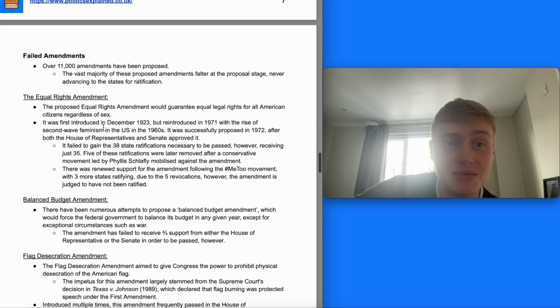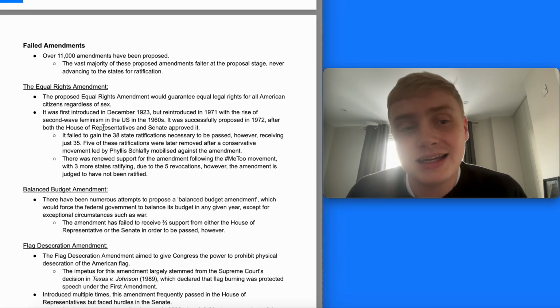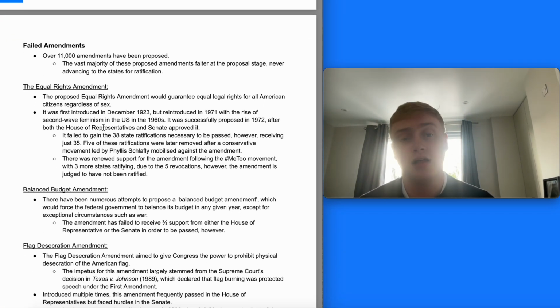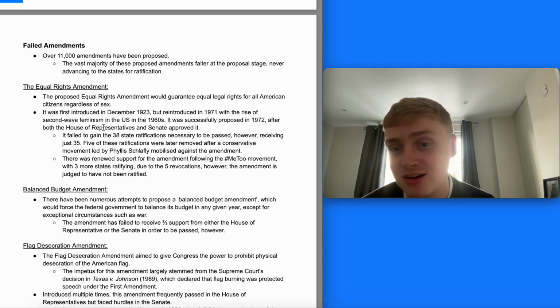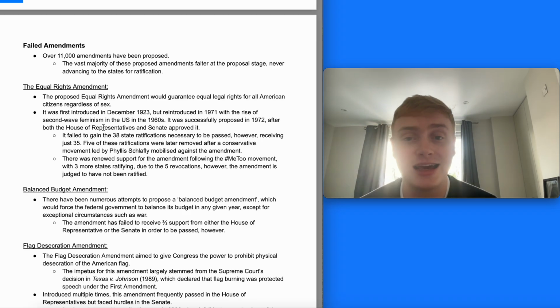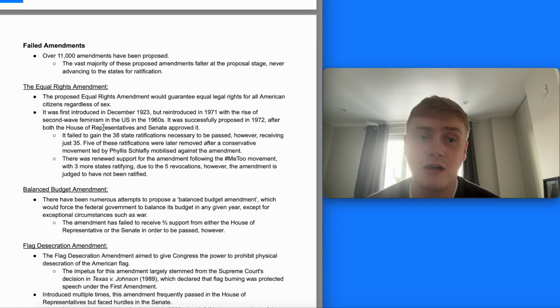In terms of failed amendments, over 13,000 amendments have been proposed. The vast majority of these fail at the proposal stage, failing to get two-thirds support from both houses of Congress, and never even advance to the states for ratification. But some do get proposed, but fail to be ratified.